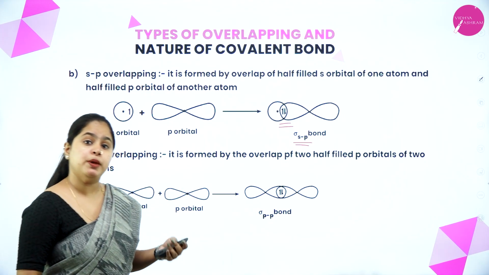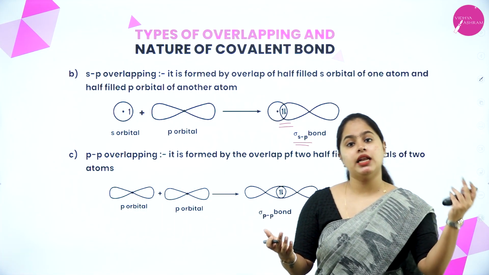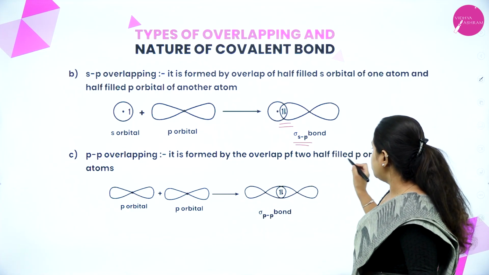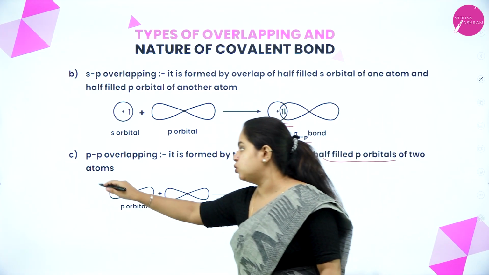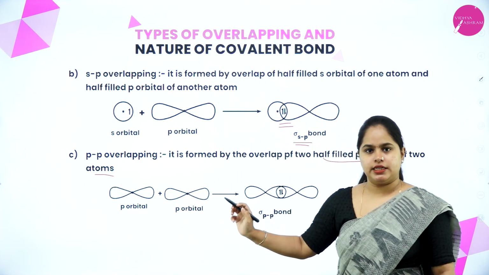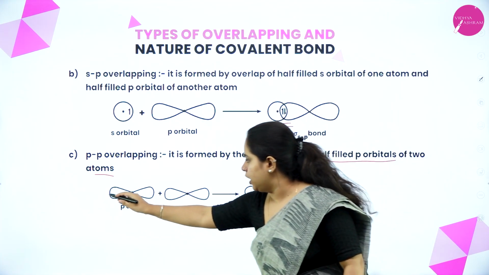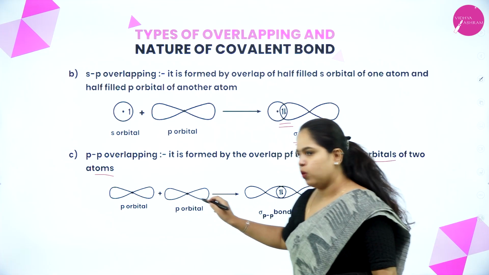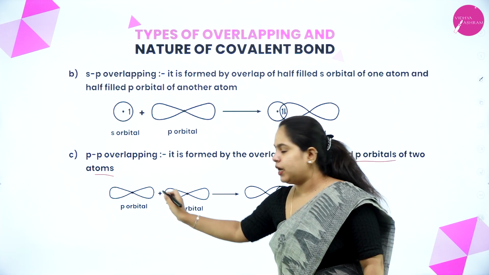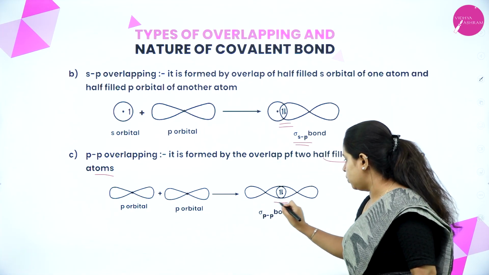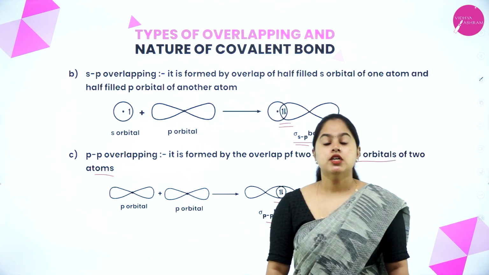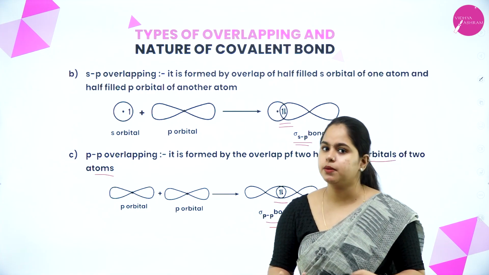Now moving on to p-p overlapping. A p orbital and a p orbital are head-on overlapping, right? So it is formed by the overlap of two half-filled p orbitals of two atoms, right? A p orbital of one atom and a p orbital of another atom. They are head-on overlapping along the internuclear axis. So as you can see here, this type of overlapping takes place, and the unpaired electron present in each of these orbitals now pairs up, right? And a sigma p-p bond is formed here. So these are the three types of sigma bond which are formed.